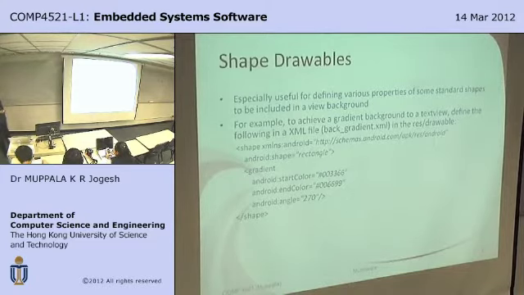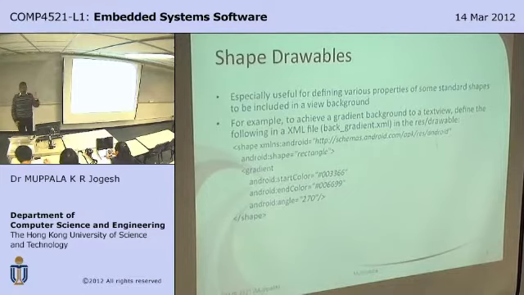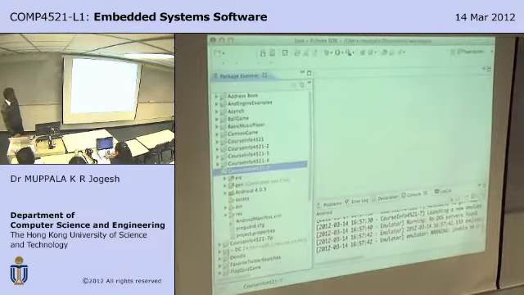For example, if you want to shade the background of some buttons or the background of some text view that you're displaying on the screen, you can make use of shape drawables in order to do things. Let's look at an example of using shape drawables. This is for doing a gradient view on the screen.